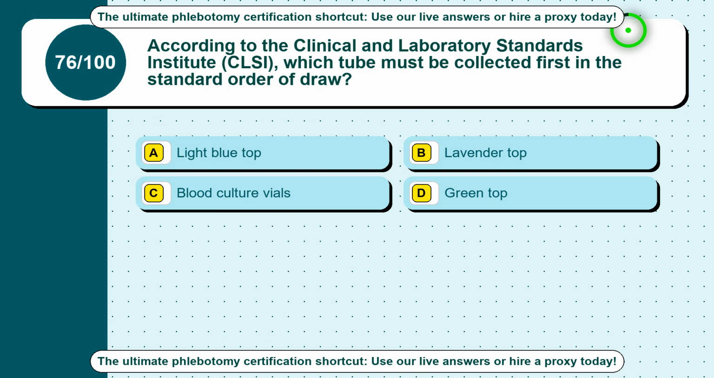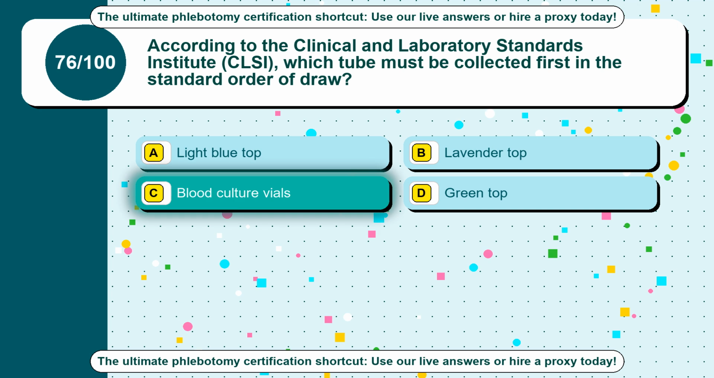Question 76. According to the Clinical and Laboratory Standards Institute, CLSI, which tube must be collected first in the standard order of draw? Option A, light blue top. Option B, lavender top. Option C, blood culture vials. Option D, green top. The correct answer is option C, blood culture vials.